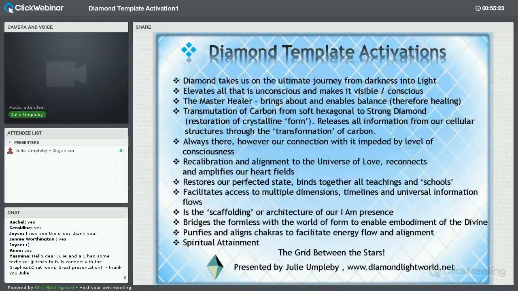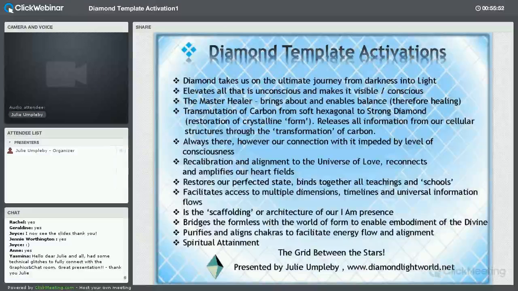It bridges the formless with the world of form to enable embodiment of the divine. It purifies and it aligns all of the chakras to facilitate energy flow and alignment. And of course, it represents, and it has done in many schools of spiritual thought and teaching, spiritual attainment. It truly is the grid between the stars.